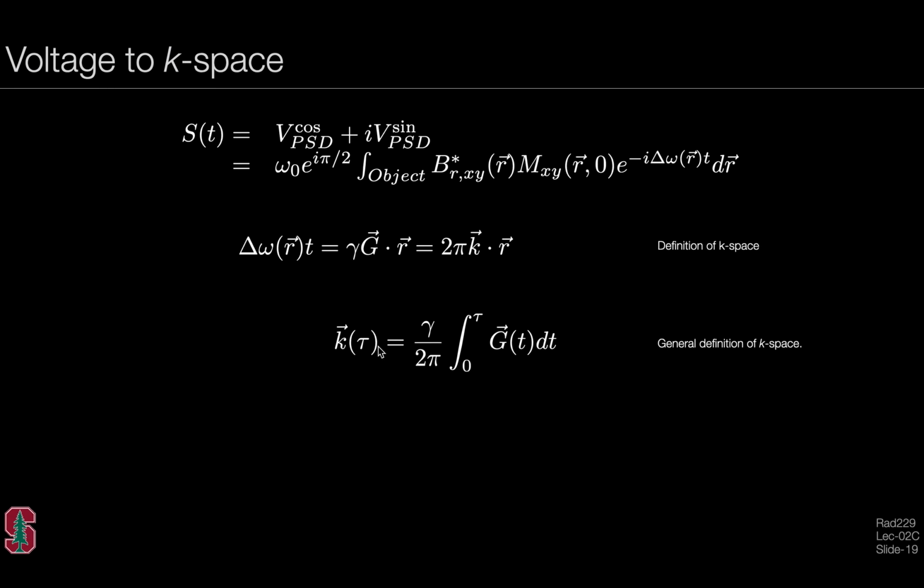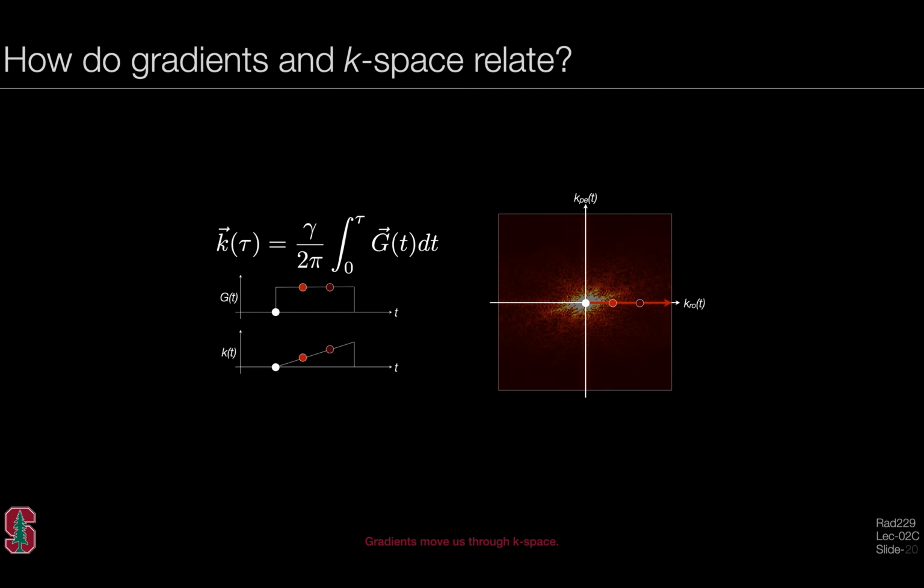More generally, we can write down a definition of the k-space vector, which is gamma by 2 pi, and it's just the time integral of the gradient waveform. And so this is where we begin to see a tight connection, of course, between k-space and the applied gradient waveforms during signal reception. So let's take a look at this k-space expression and relate it more directly to the applied gradient waveforms.